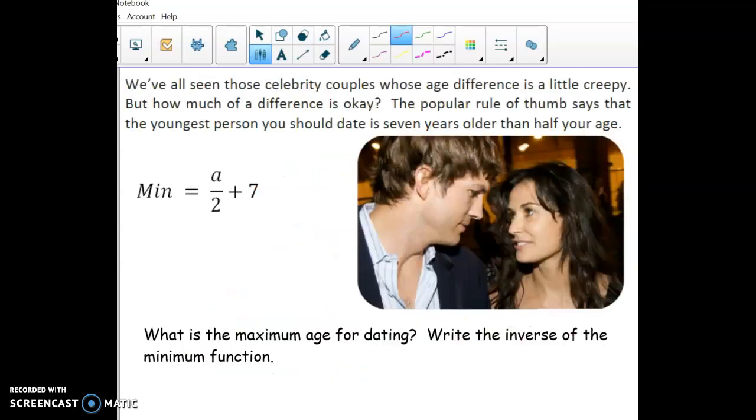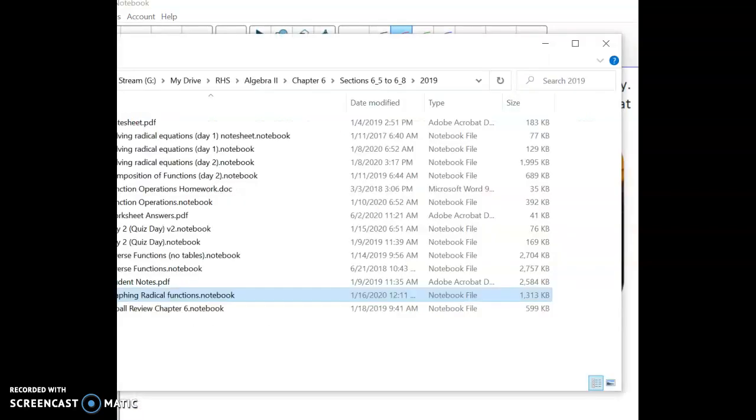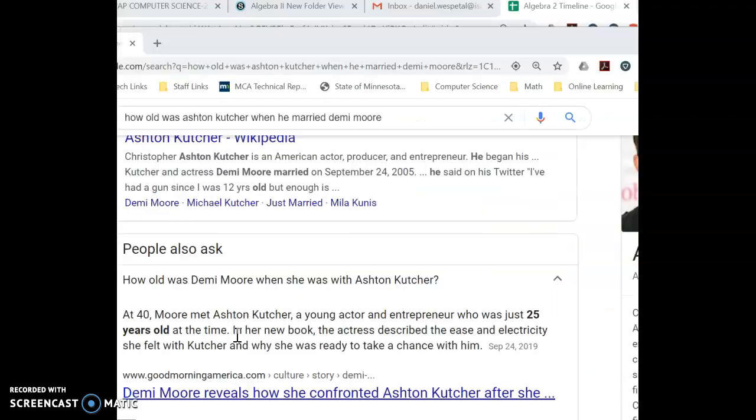All right, so getting into this dating deal. Again, if you don't believe me, Google a math age dating equation or something, you'll find this. So here's an example of a couple. This is Ashton Kutcher and this is Demi Moore. And when they got married, I'll look up their ages for you quick here. Okay, so I did a little Googling here, and it looks like Demi Moore was 40 and Ashton Kutcher was 25, at least when they met, it said. So a 15-year difference between the two of them. I'm assuming that's about when they got married.